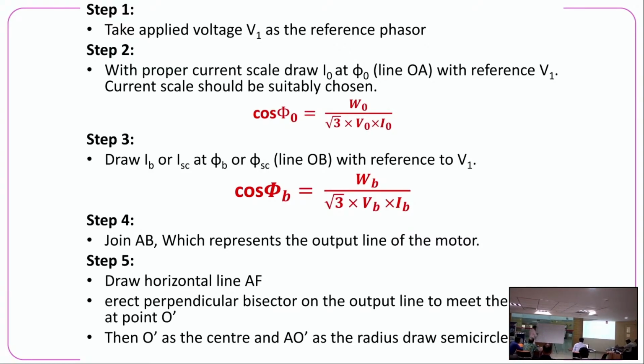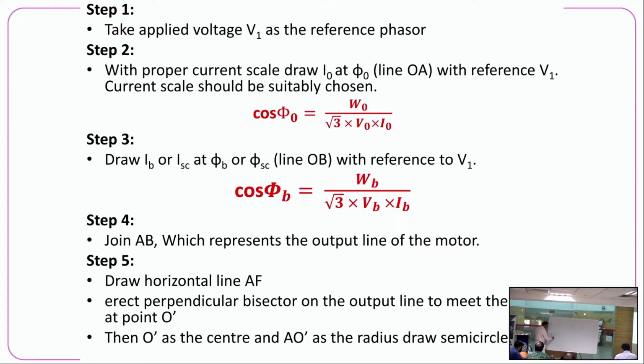This is OA. OA represents the no load current. This is OB. OB represents the short circuit current. Then we join A and B, and draw the perpendicular bisector of AB. We find the middle point of A and B, then draw 90 degrees and extend it to both sides.